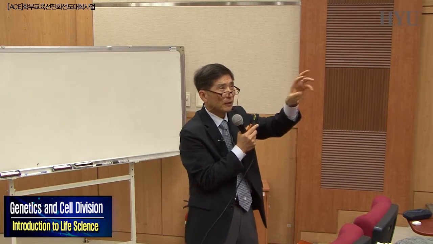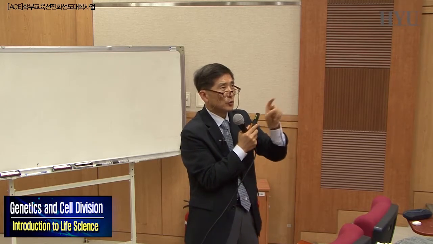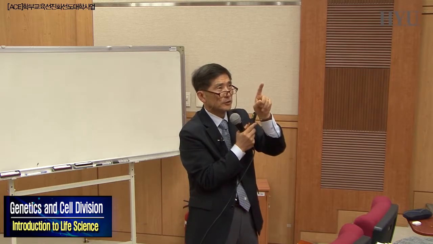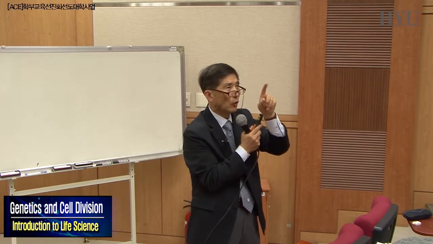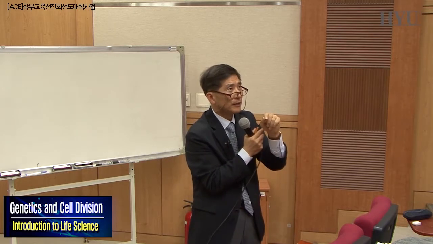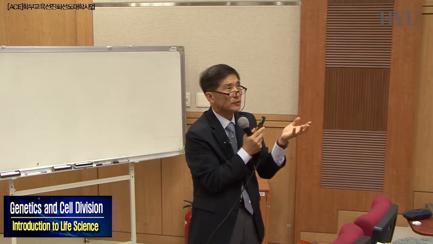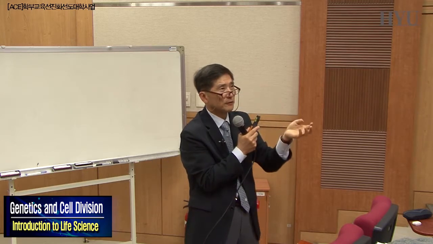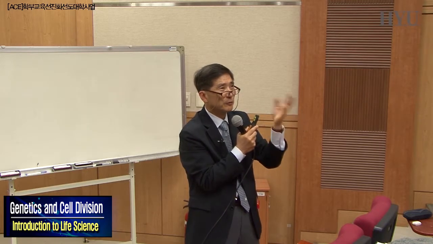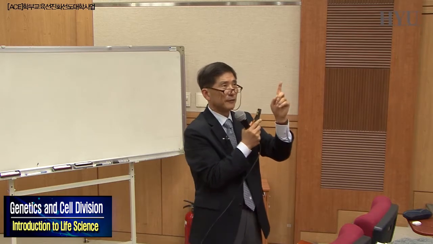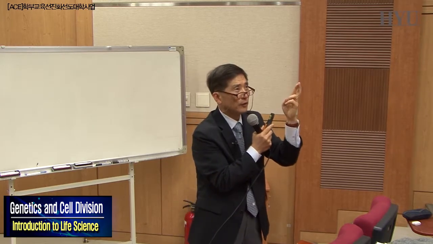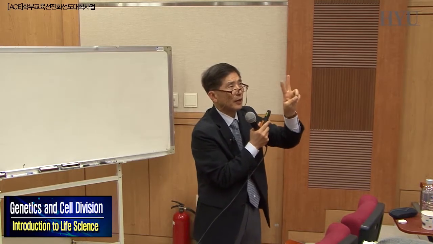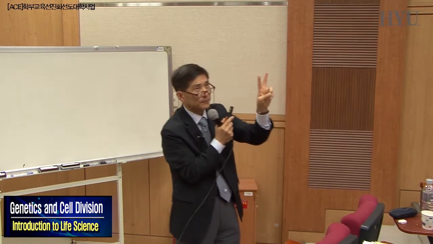You can pick, so 2 to the power of 23, that combination, okay? So even your children are totally different. Okay? So you have a choice. Plus, what do you have? Crossing over. You can exchange some part of the chromosome. There are two steps where you can have diversity.